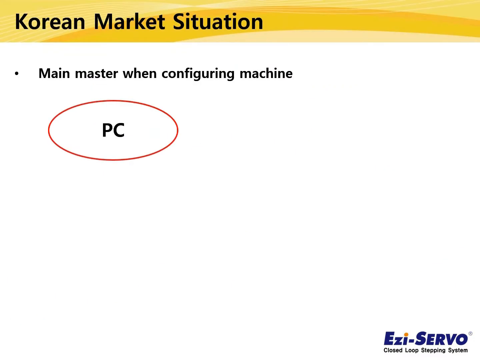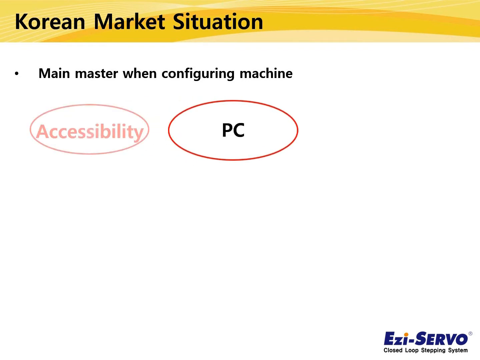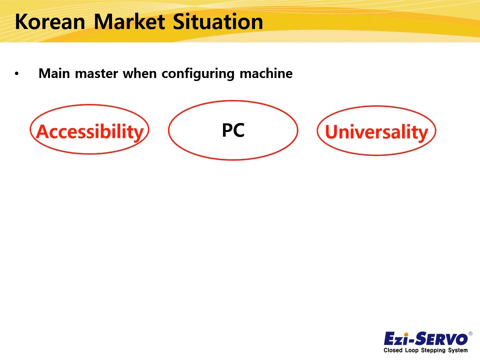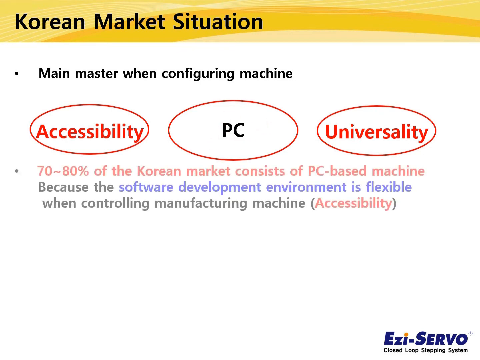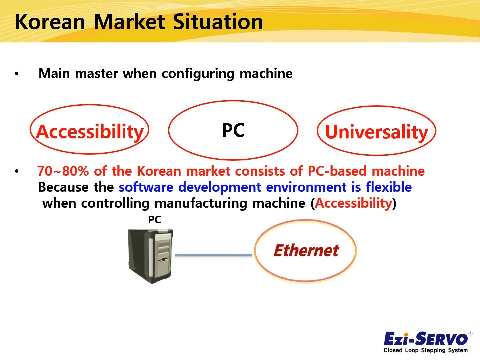Before introducing this Ethernet product, I would like to explain the Korean market situation first. When a customer configures the machine, PC, PLC, etc. are used in various ways as the main master. In the Korean market, this main master is an industrial PC. Almost 70 to 80% of them compose their machine based on PC.